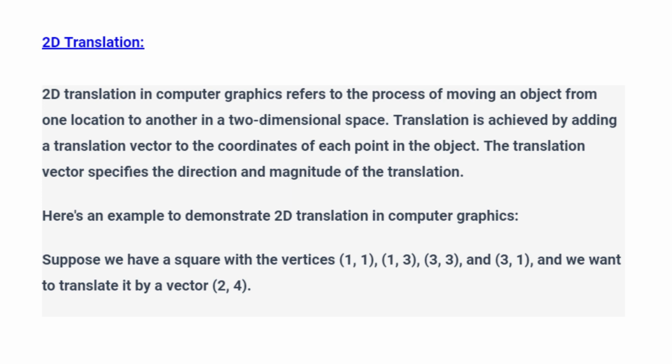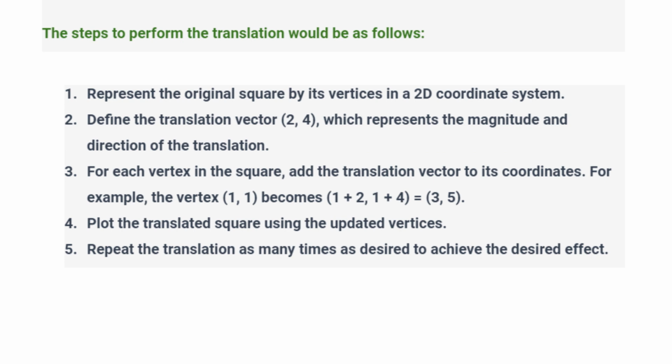Suppose we have a square with the vertices (1, 1), (1, 3), (3, 3), and (3, 1), and we want to translate it by a vector (2, 4). The steps to perform the translation would be as follows. Represent the original square by its vertices in a 2D coordinate system. Define the translation vector (2, 4), which represents the magnitude and direction of the translation. For each vertex in the square, add the translation vector to its coordinates. For example, the vertex (1, 1) becomes (1 + 2, 1 + 4) = (3, 5).